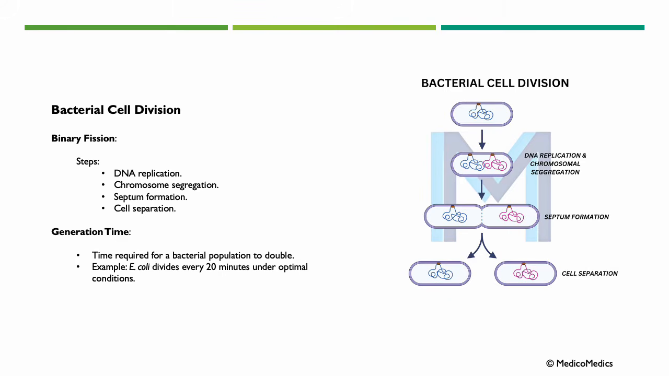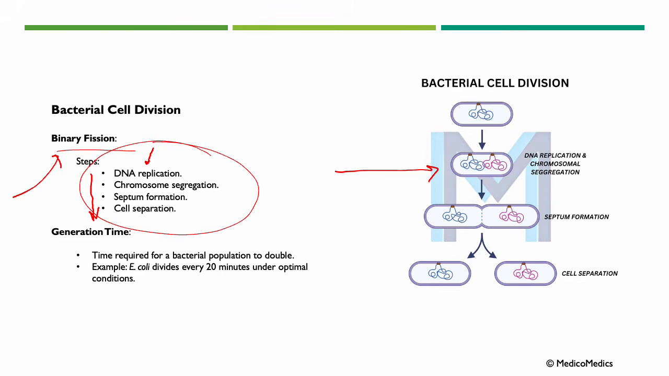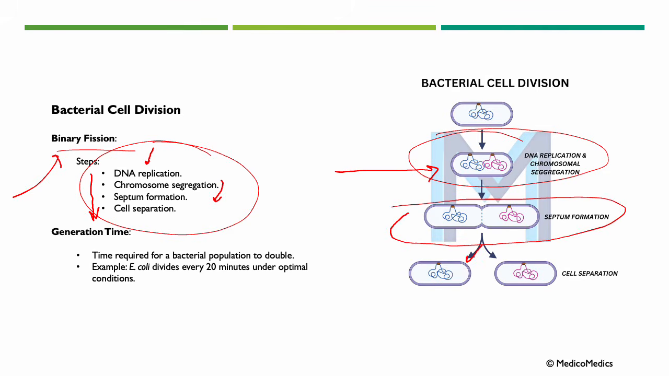Now, what about bacterial cell division? The process of bacterial cell division is binary fission. And we have these steps here, and you should try and remember these. First, we have DNA replication, and the chromosomal segregation is happening during the same time. After that, we have septum formation. And finally, we have cell separation.